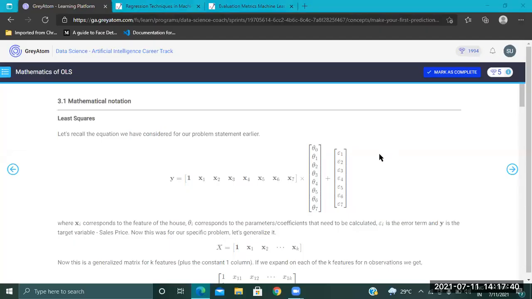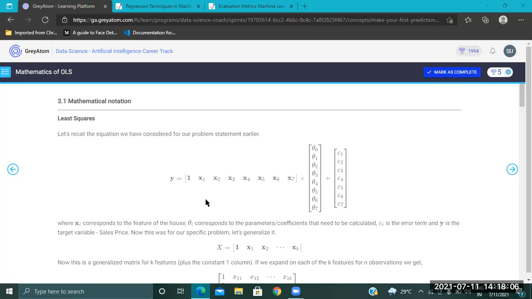So, the least square method. Actually, we have y equal to mx plus c, which is a straight line. Here, y equal to mx plus c can be written as y equals x theta plus e, where theta equals theta 1, theta 2, theta 3 and so on, and x equals 1, x1, x2, x3 and so on. So y equals theta x plus e, where e is nothing but error.